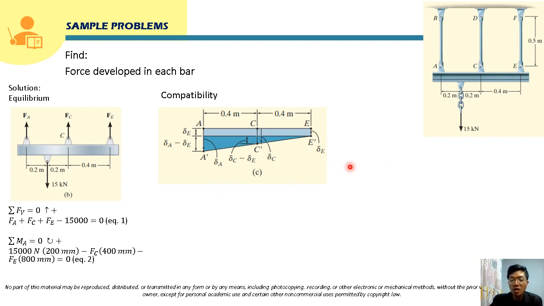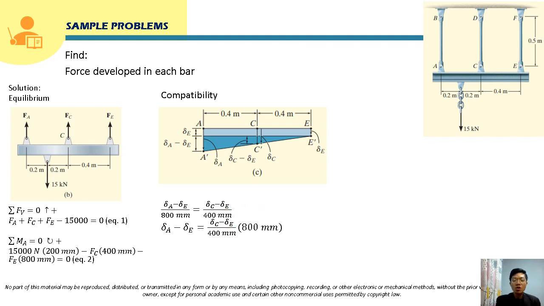So from here, class, we can use proportion from this triangle. Again, for this triangle the height is delta A minus delta E, and this base is 0.4 plus 0.4. From here we can generate an equation using proportion. Delta A minus delta E, the height of the triangle, over the base of the triangle, which is 0.4 plus 0.4, that is 800 millimeter, will also be equal to this smaller triangle: the height of the smaller triangle, delta C minus delta E, over the base of that smaller triangle, which is 400 millimeter.